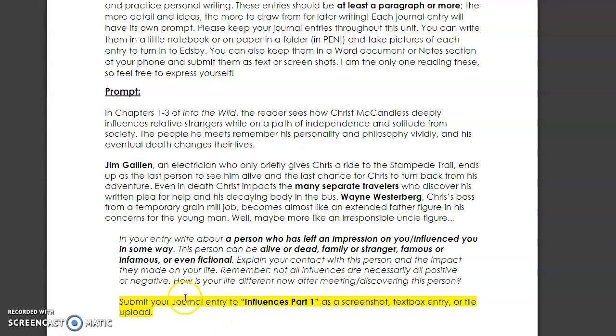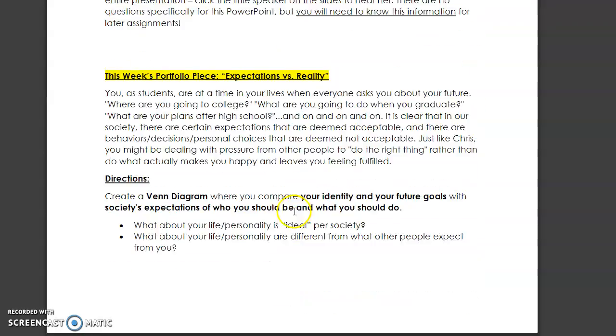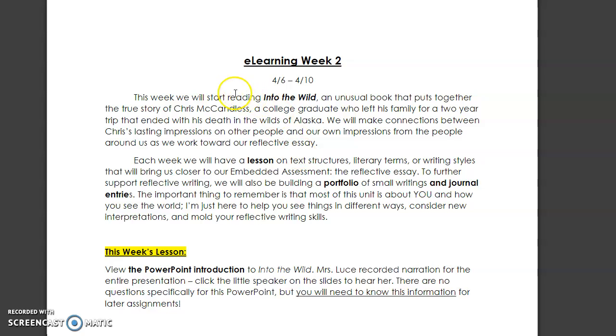And remember, once you write your journal entry, even though you're holding on to them, make sure you're uploading them to Influences Part 1. If you're typing this in the notes section of your phone, you can just take a screenshot and upload that as a file. You can type it in the little text box that will be under the submission button, or you can upload a file if it's from a Word document or a picture. So again, those are our 3 assignments for this week.